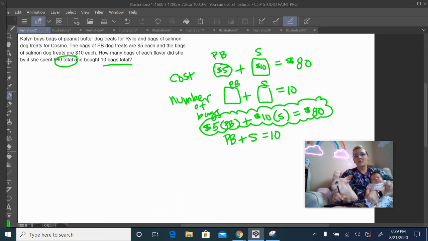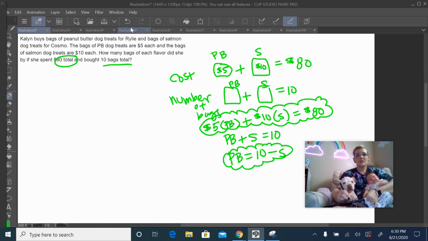Okay, but there's one condition, and when I add peanut butter plus salmon together, I get 10 bags. So I want only one variable. So if I say that there's 5 bags of peanut butter, then there have to be 5 of salmon. If there's 10 of peanut butter, there'd be 0. So essentially, the number of peanut butter bags is 10 minus the number of salmon. And I'm going to put a little cloud around that.